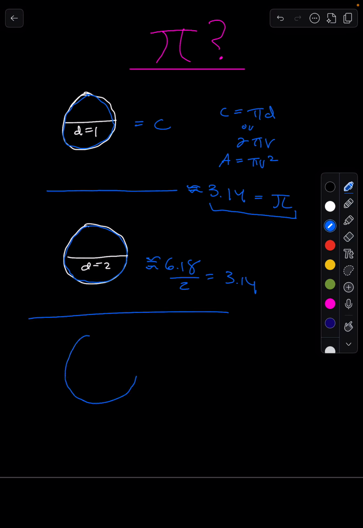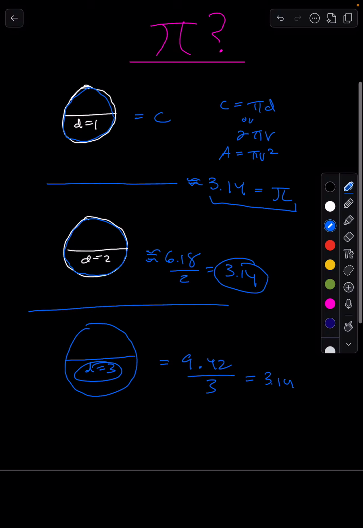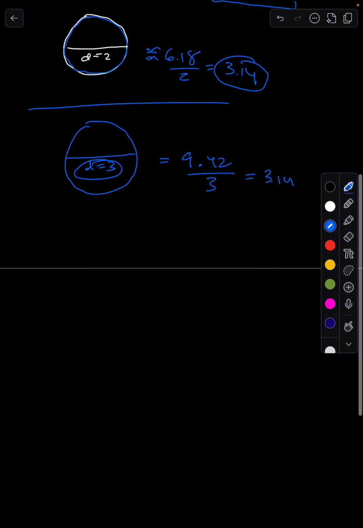And if you did it again with, let's say, a diameter of 3, you would get approximately 9.42. And if you divide by 3 again, since we tripled the diameter, you get 3.14. You kept getting this ratio of 3.14. And it turns out that they discovered that this variable pi is equal to the circumference divided by the diameter. That's all pi is. Pi is just a ratio of circumference over diameter, because the circumference is exactly proportional to its diameter.